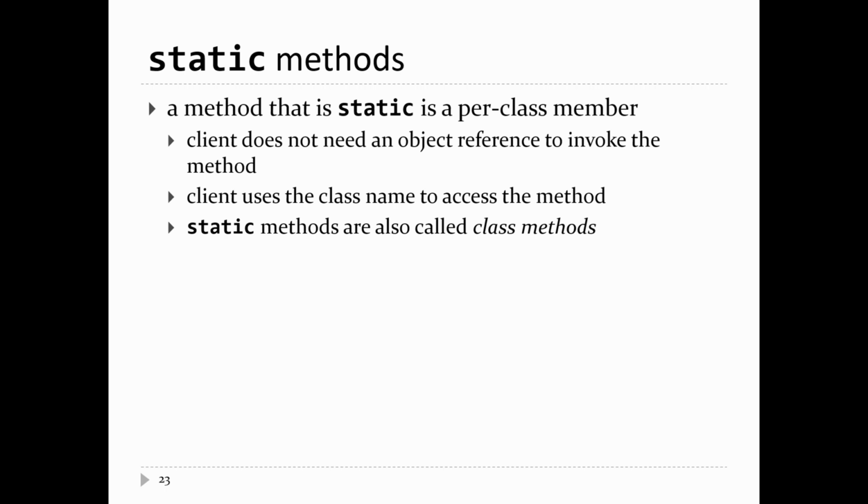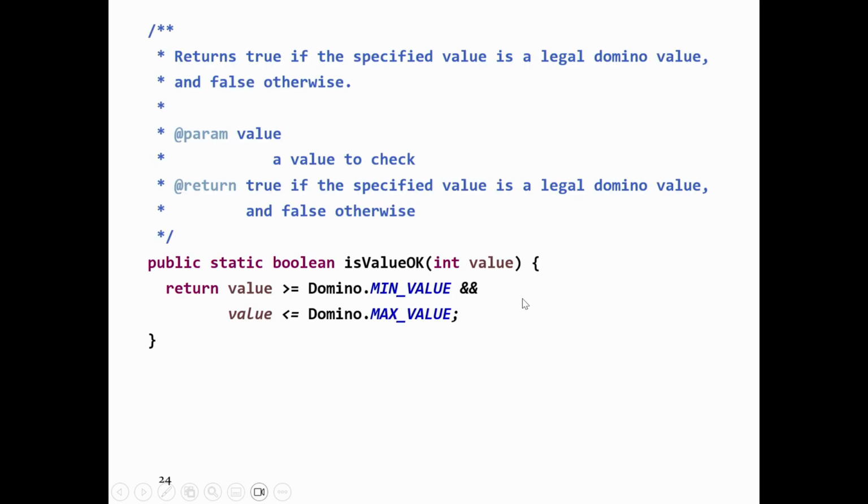To use the method, you don't have to make an object. It belongs to the class, so you can just use the name of the class to access the method. So again, using the domino example, you can make a method called isValueOK, and this checks an integer value to determine if it is a legal domino value. So is it between 0 and 6? So I can make this static.